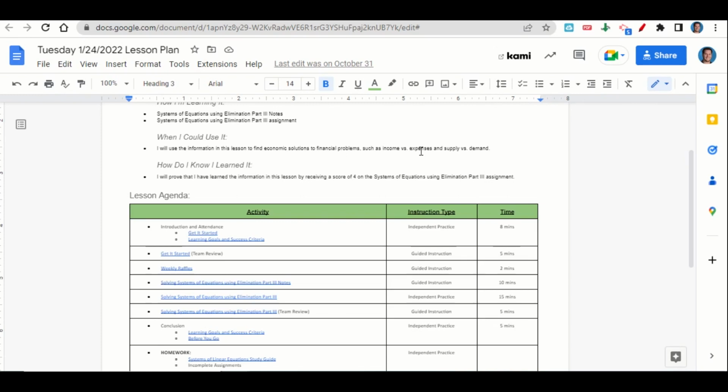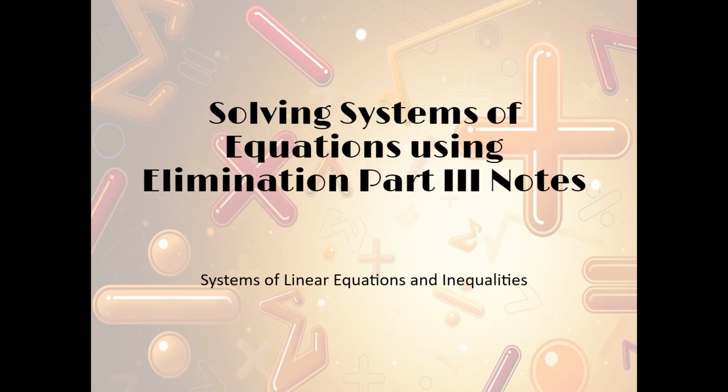Once you've completed your assignment, we'll go over it together and answer any questions that you may have. At the end of class, we'll go back over our learning goals and success criteria while you fill out your Before You Go. Your only homework for tonight is to continue working on the Systems of Linear Equations study guide and any incomplete assignments that you may have. Let's take a look now at the solving systems of equations using Elimination Part III notes.